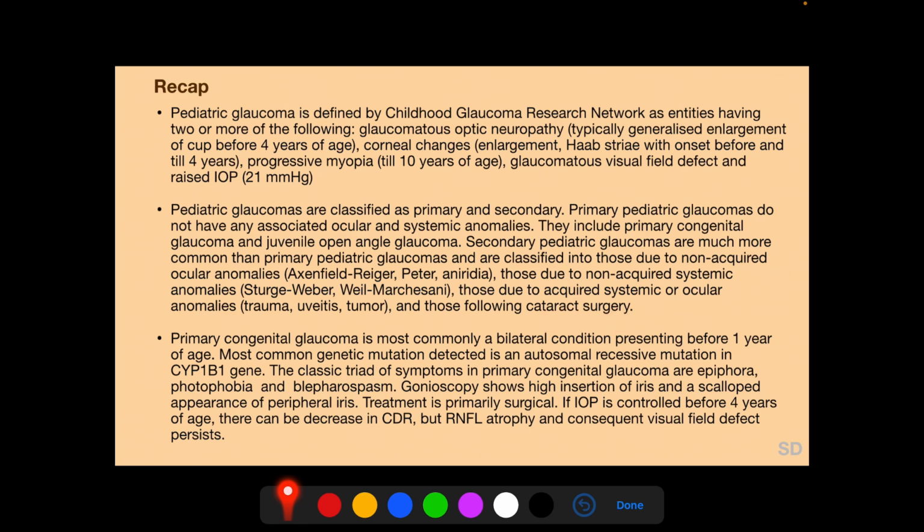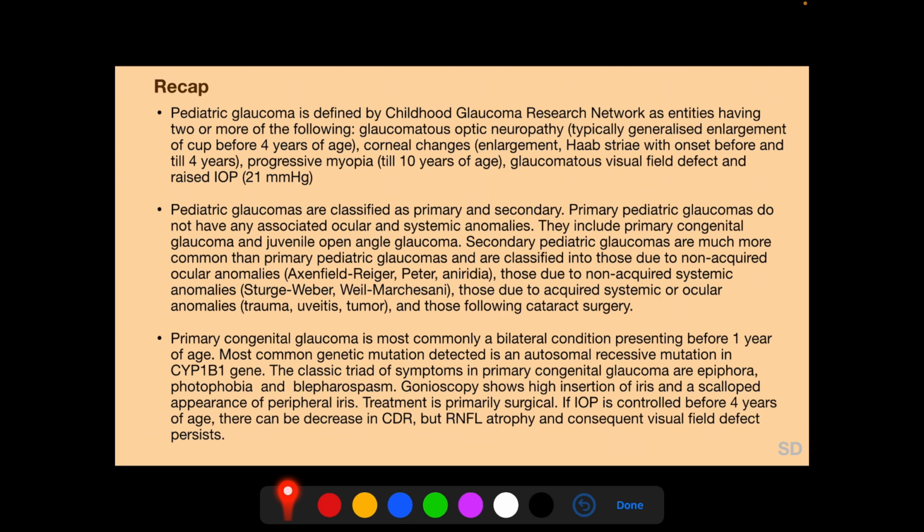Primary congenital glaucoma is most commonly a bilateral condition presenting before 1 year of age. The most common genetic mutation detected is an autosomal recessive mutation in the CYP1B1 gene. The classic triad of symptoms in primary congenital glaucoma are epiphora, photophobia, and blepharospasm. Gonioscopy shows a high insertion of the iris and a scalloped appearance of the peripheral iris.